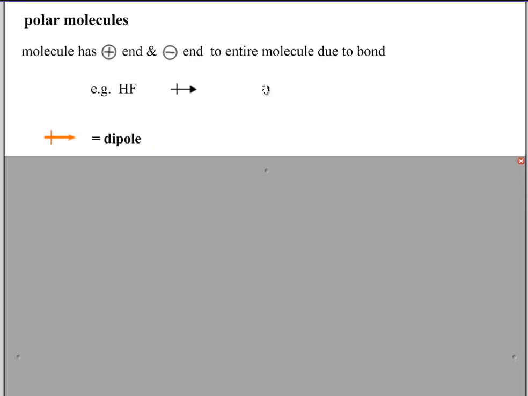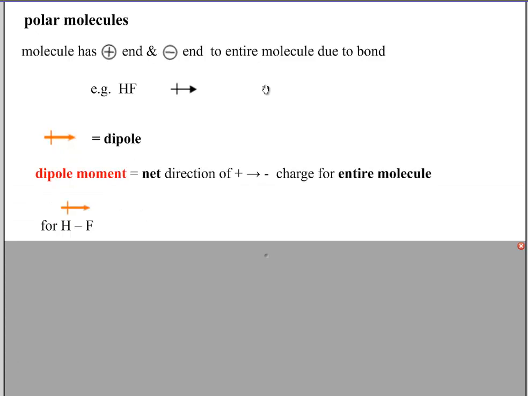This arrow with a plus sign at one end is called a dipole. And the dipole essentially is the way we represent a polar bond within a molecule. The arrow points towards the negative end, the plus is the positive end. So it's pointing towards the direction that the electrons have shifted within the bond. So dipole is a polar bond. Dipole moment is the net direction of positive to negative charge for the whole molecule.